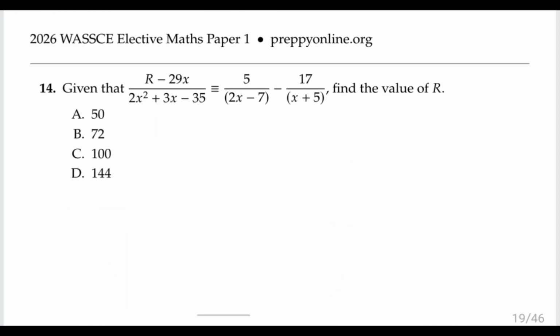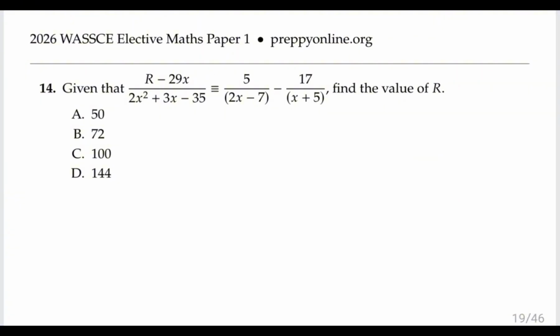Question 14. Given that r minus 29x over 2x squared plus 3x minus 35 is equivalent to 5 over 2x minus 7 minus 17 over x plus 5, find the value of r. So here we have a mathematical identity. That's what this triple equals means.